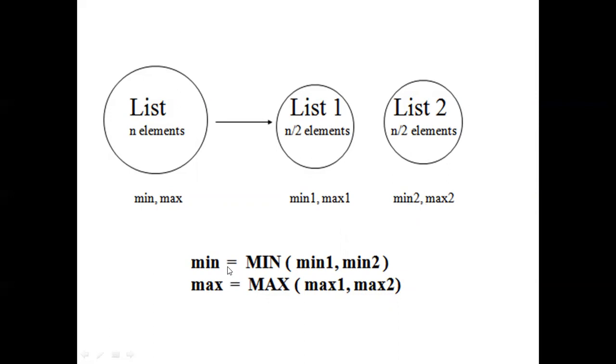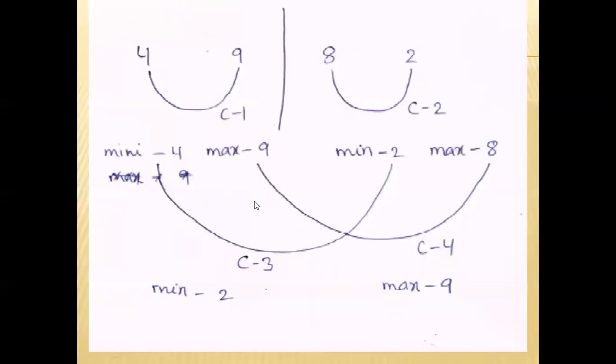So here is the algorithm implementation. Suppose there are 4 elements. Since the array has more than 2 elements, the array is divided into two subproblems: 4, 9 is one subproblem and 8, 2 is the other. Suppose the array has only 2 elements: 4 is compared with 9. 4 is the minimum value and 9 is the maximum value. That is the minimum and maximum value in problem 1.